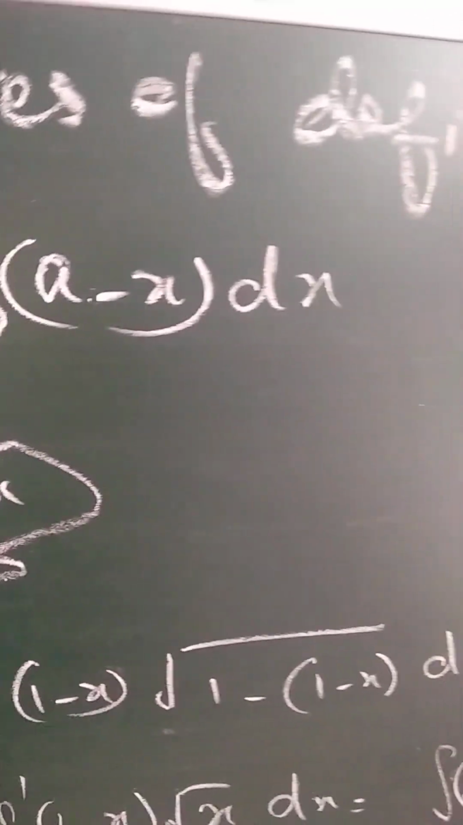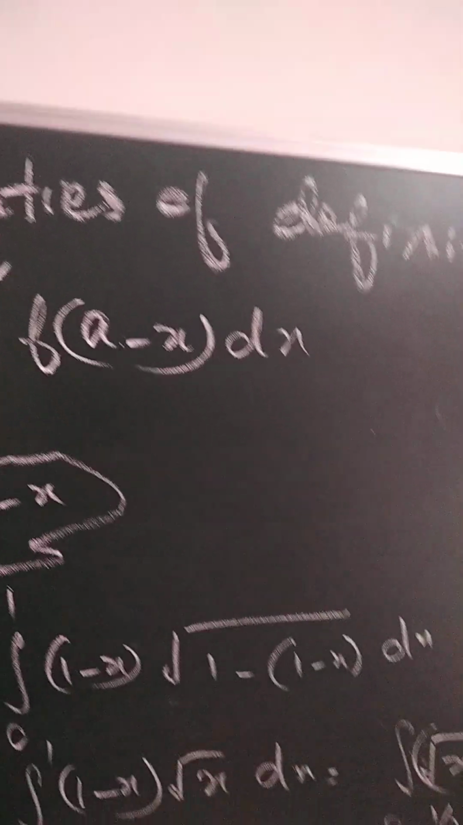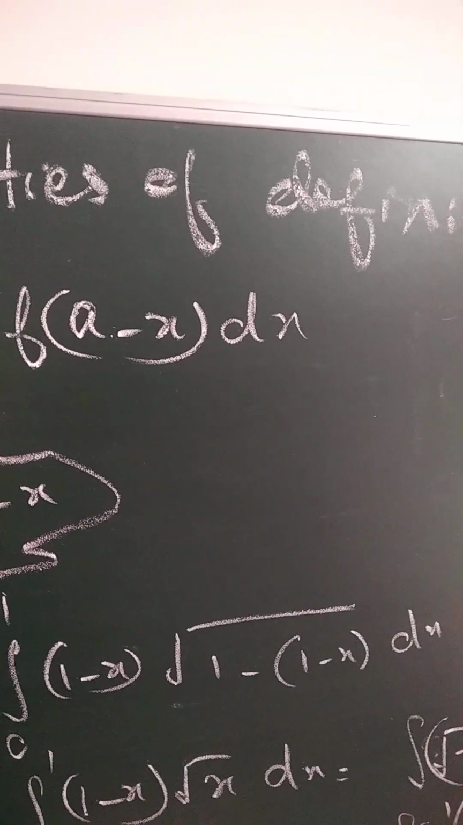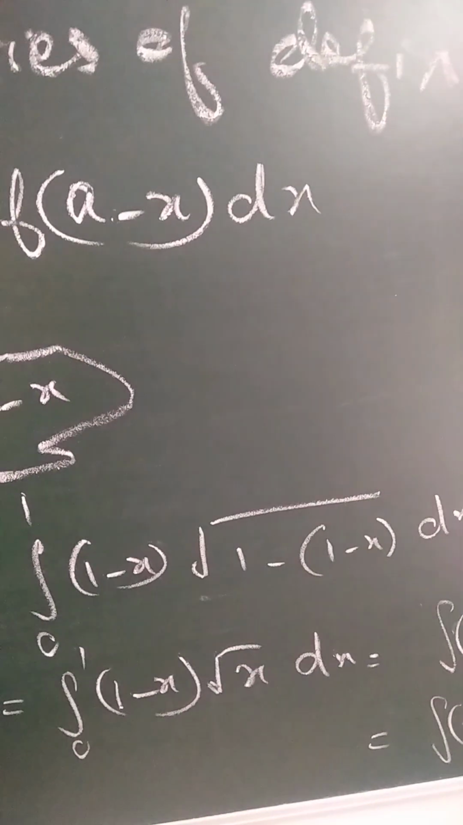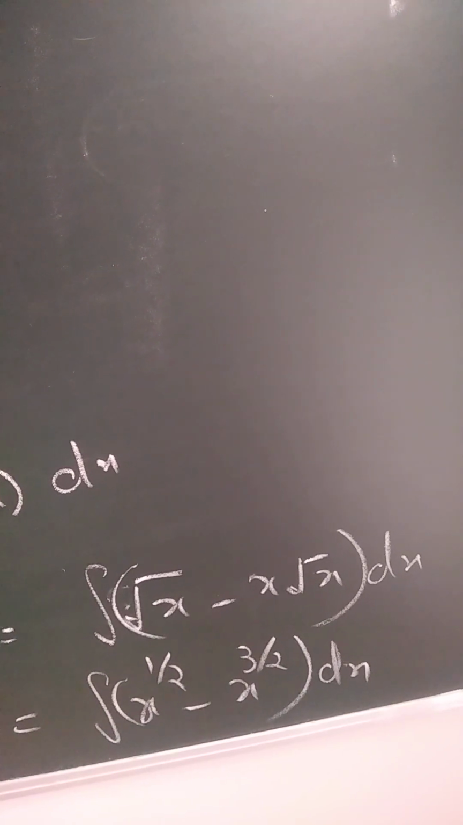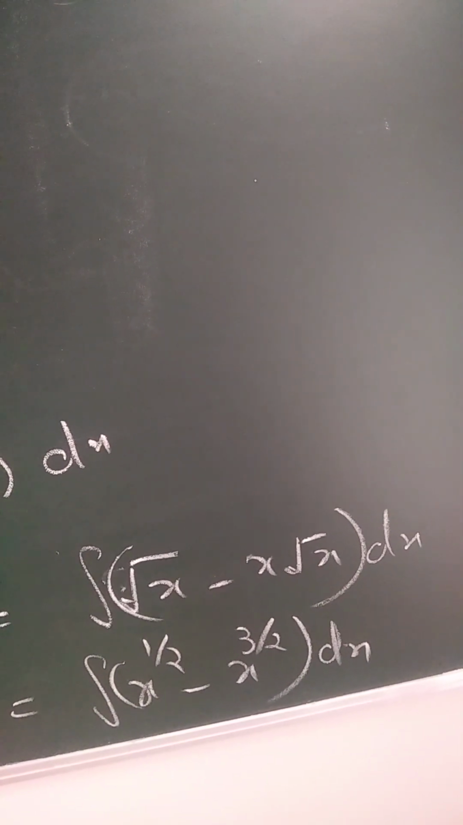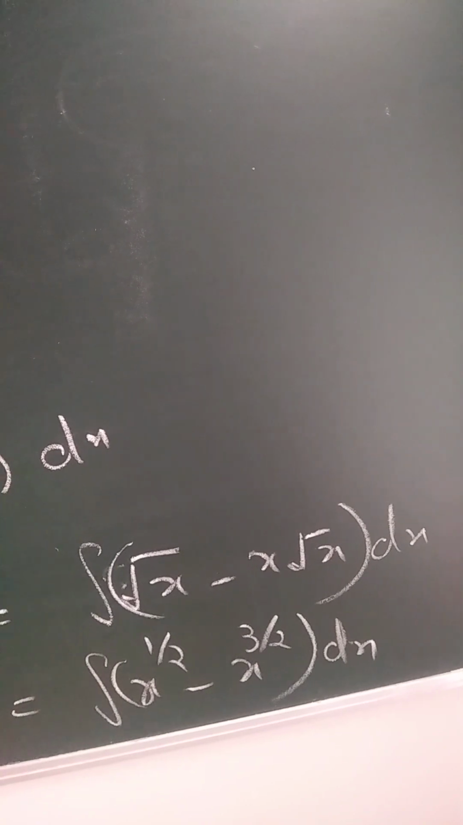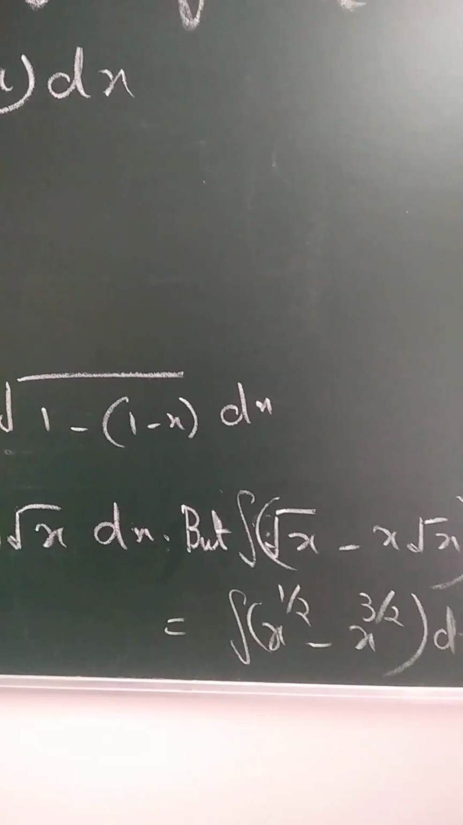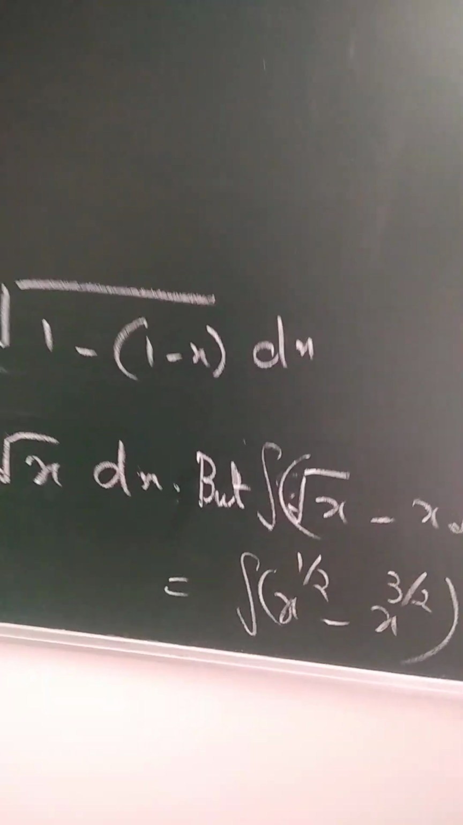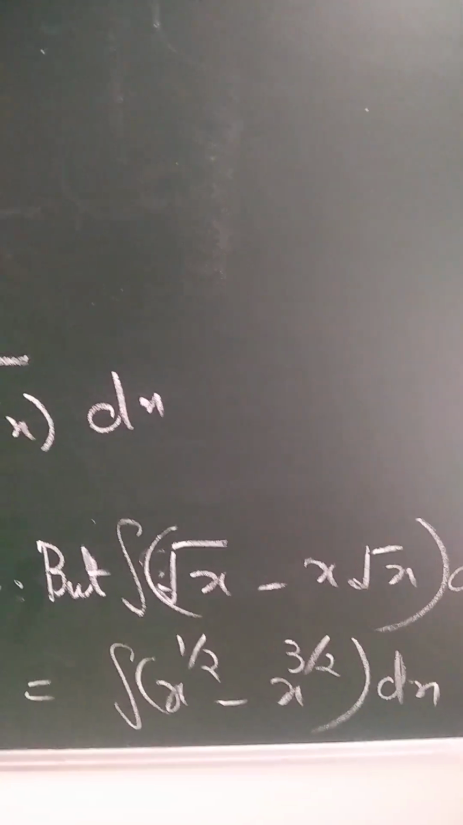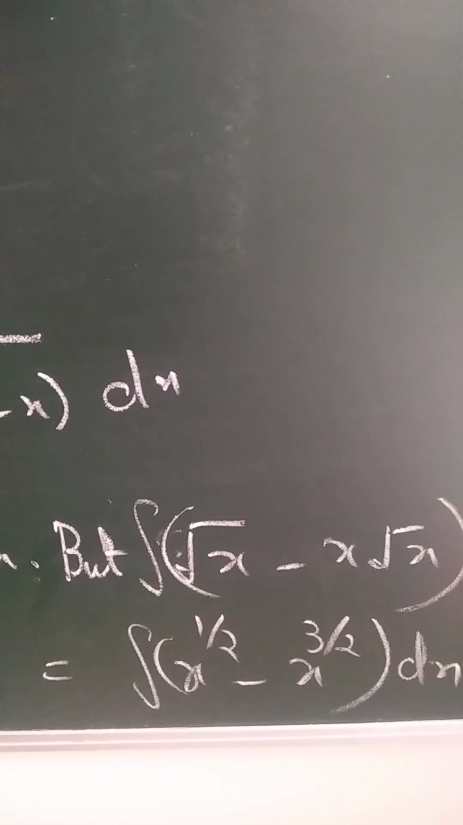The question became like this. Under root 1 minus of 1 minus x, it is root x only. Then we can expand this question and complete the answer. We can apply the lower and upper limits.